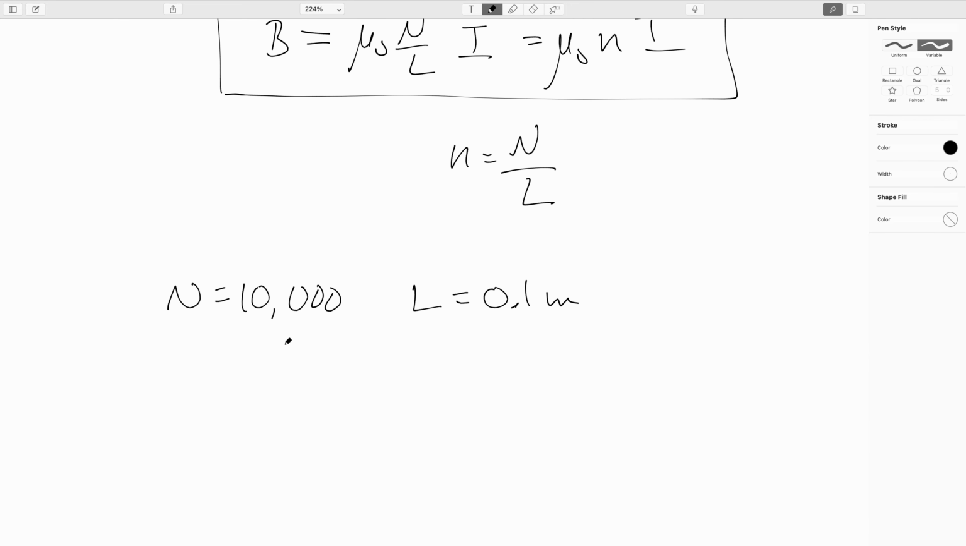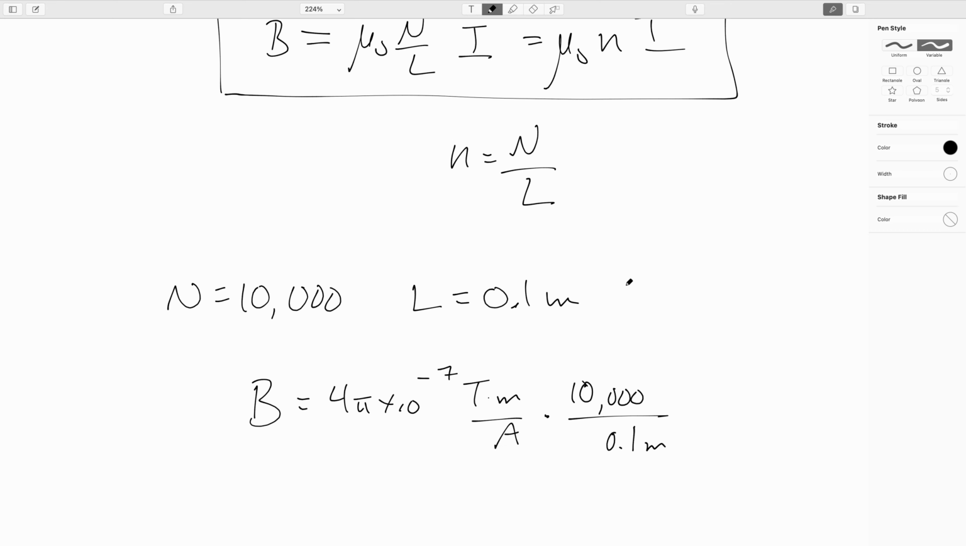Then the magnetic field strength you'll get is mu naught, which is 4 pi times 10 to the negative 7 Tesla meters per amp, times we will have 10,000 turns over, let's see, we said our length was 0.1 meters. And I forgot to mention how much current we were carrying. Let's say it's 10 amps, just to make nice round numbers here.